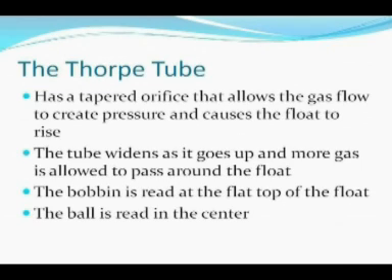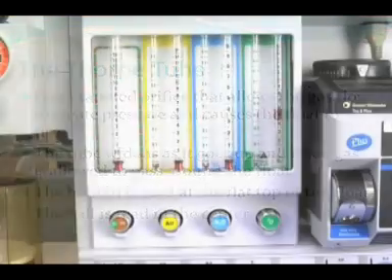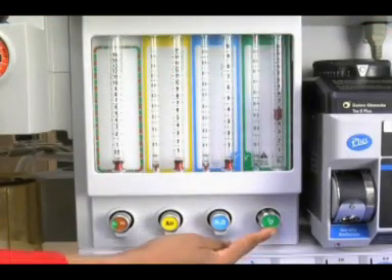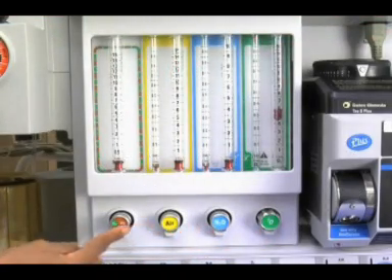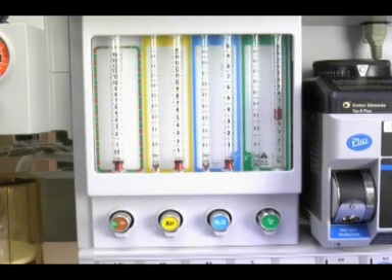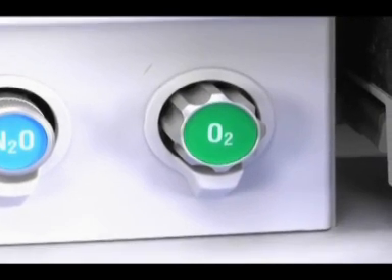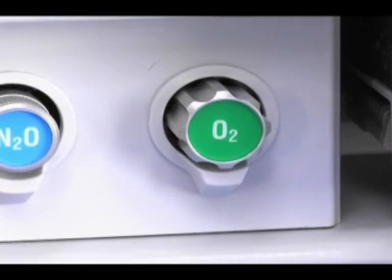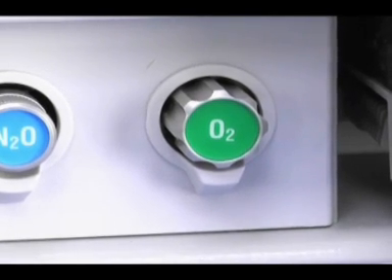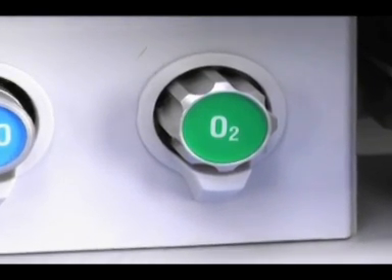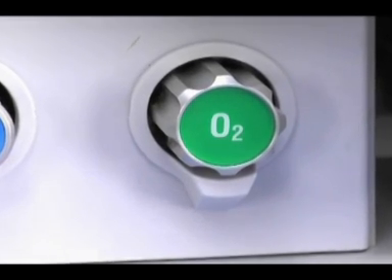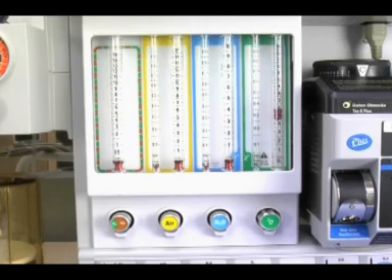To read the amount of flow, the bobbin is read at the flat top of the float, and if the float is round, it is read in the center. The knobs on the flow meter are color-coded and structured differently from one another to prevent turning on the wrong gas when it cannot be seen. For example, the oxygen knob is fluted and larger and protrudes out further than the other knobs, and is positioned furthest to the right of the machine.